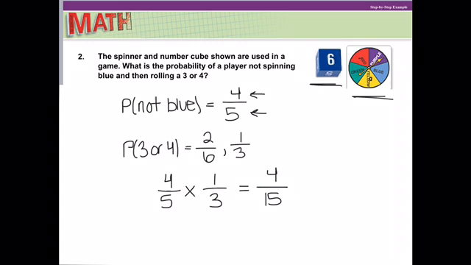And then the probability of a 3 or a 4, which is 2 is the number of ways to roll a 3 or a 4, and 6 is the total number of outcomes, which I then simplified into 1/3.